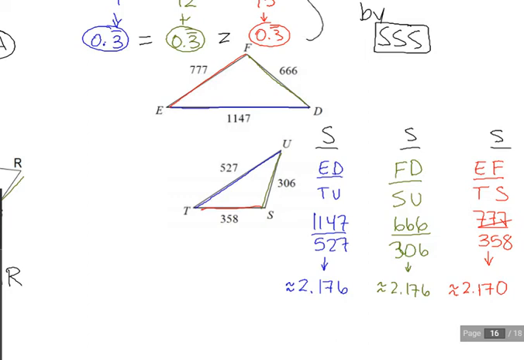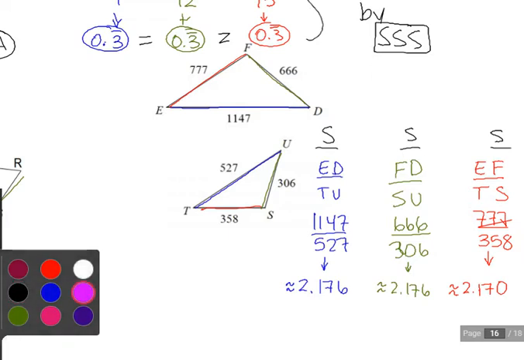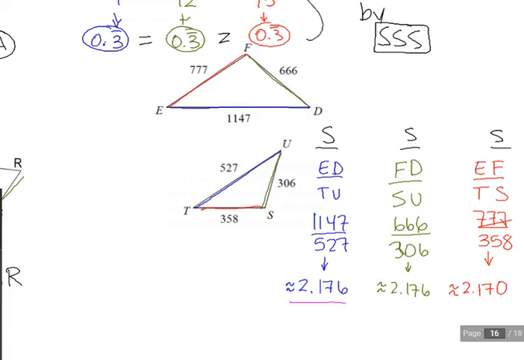Okay, so the reason I was double checking is because these numbers are awfully close, aren't they? So we have 2.176, which is equal to 2.176, but that is not equal to 2.170, right? It's close, but it's not exact. And so here's my conclusion. The triangles are not similar.